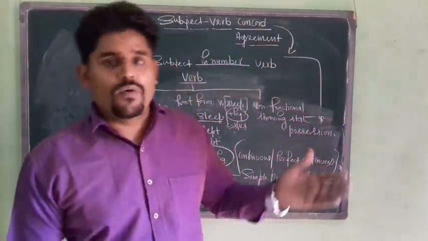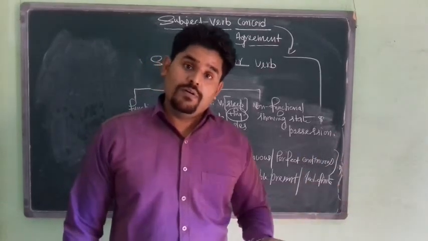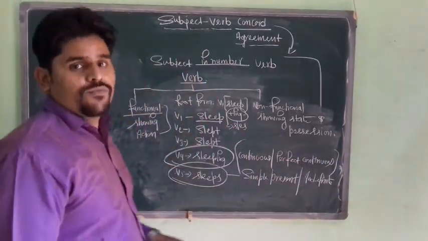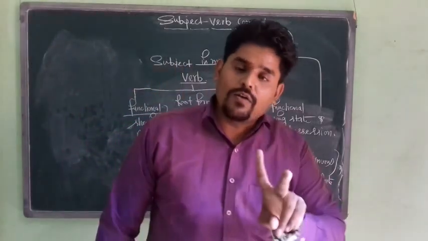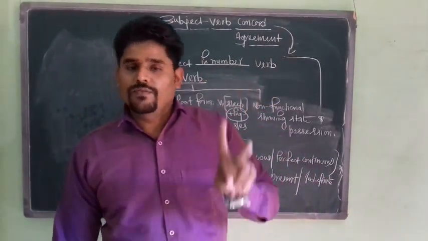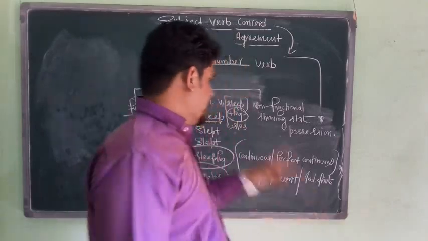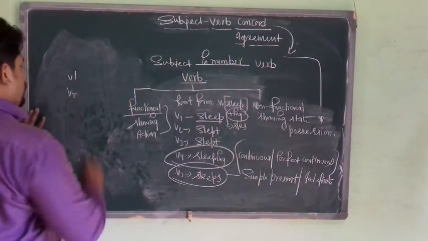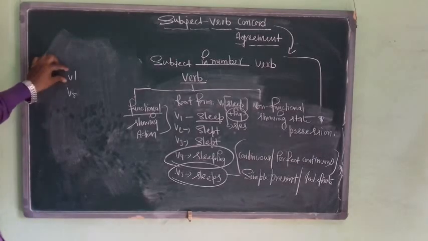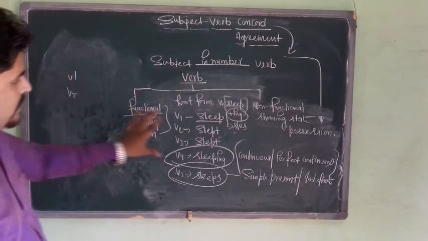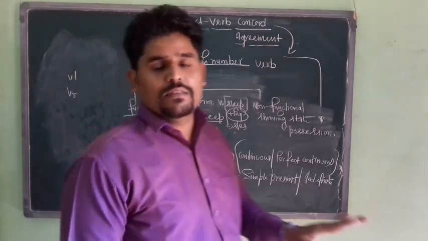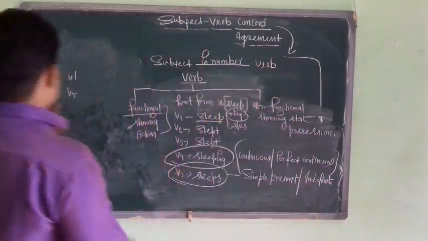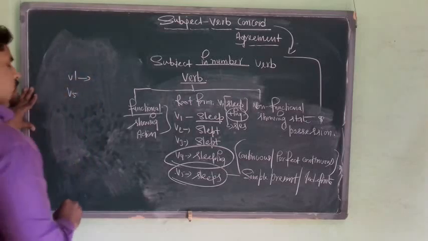But our purpose to read about these forms of verbs is to know which forms of verbs are affected by number and which are not. So students, out of these five forms of verbs, there are only two forms of verbs which are affected by number, and these two forms are the first form of the verb and the fifth form of the verb. The remaining three forms, second, third and fourth, are not affected by number.